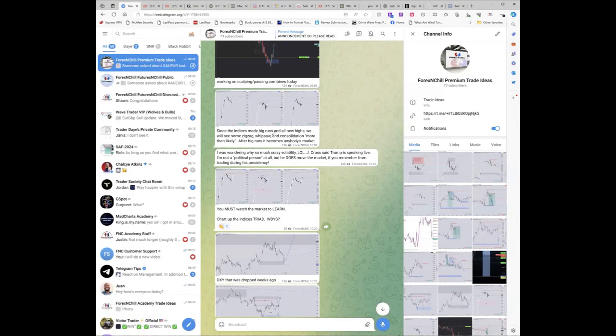Since the indices made big runs and new highs, we will see some zigzag, whipsaw, and consolidation more than likely. After big runs, it becomes anybody's market. And everyone knows I like to trade complex pullbacks. If it's on higher time frames, I go for the swings. If it is on lower time frames, I go for the scalps. Okay. And that's when you learn to hold through the crazy whipsaw, is when you're expecting complex pullbacks.